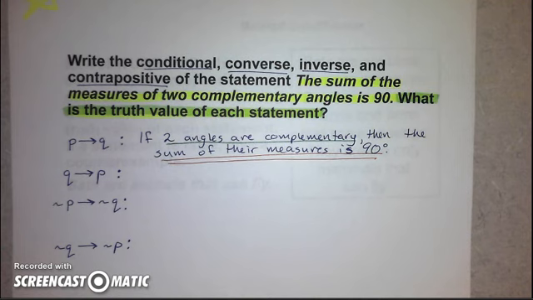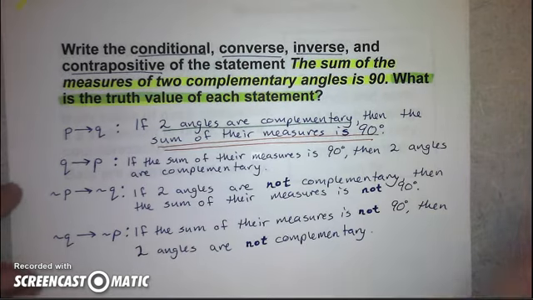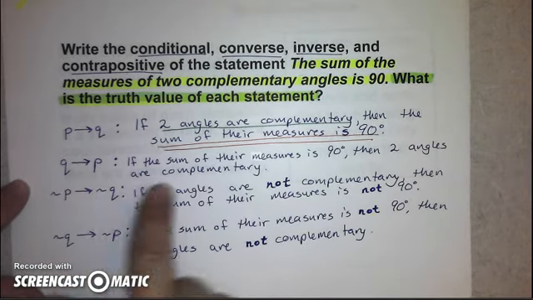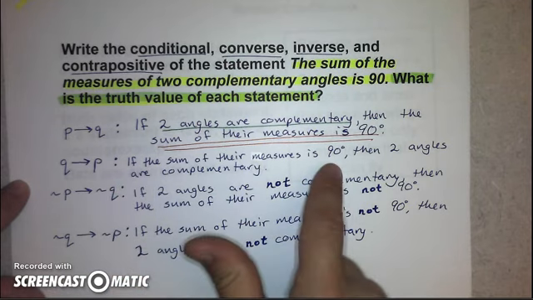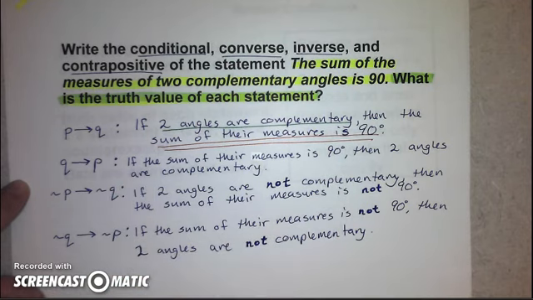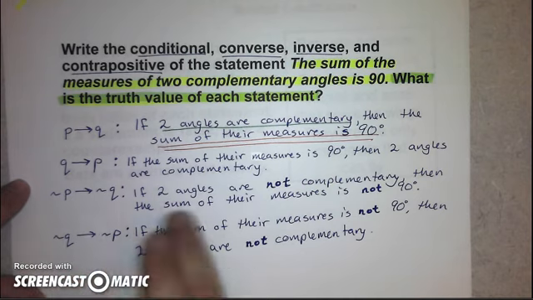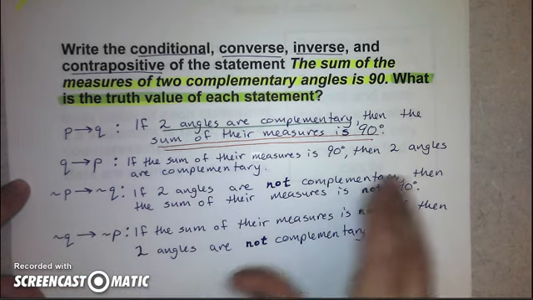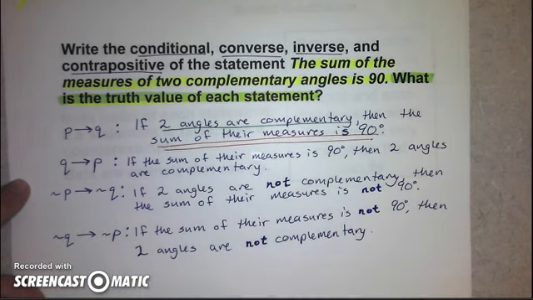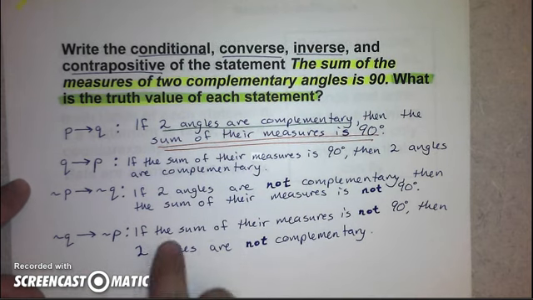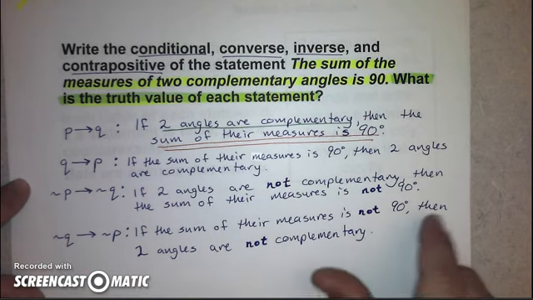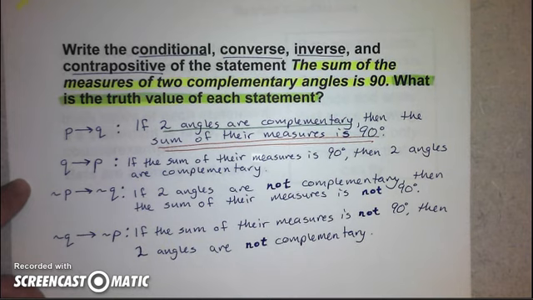All right, if you haven't paused the video yet, go ahead and do so now. Otherwise, these are the answers we should get. The converse is, if the sum of their measures is 90 degrees, then two angles are complementary. The inverse: if two angles are not complementary, then the sum of their measures is not 90. And the contrapositive: if the sum of their measures is not 90 degrees, then two angles are not complementary.